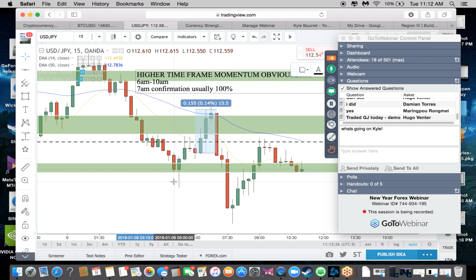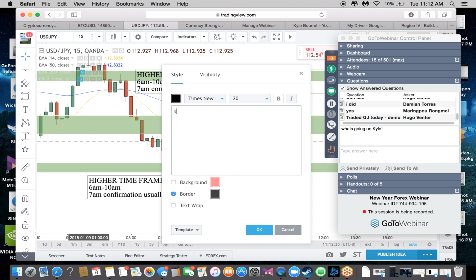So, of course, we know the new 4-hour candle just opened. So we know price is probably going to have a push. Why? Because New York session just opened at 5 a.m. The trick to New York open is this.